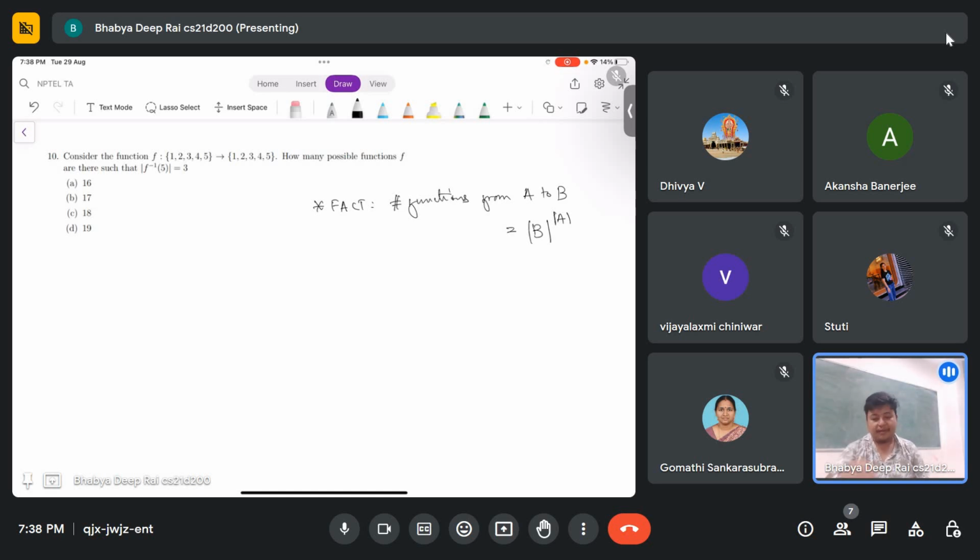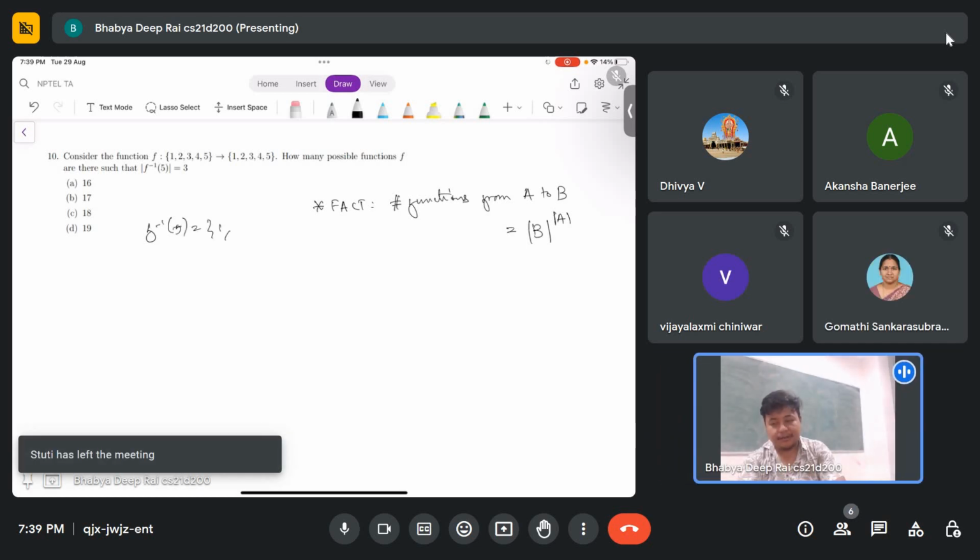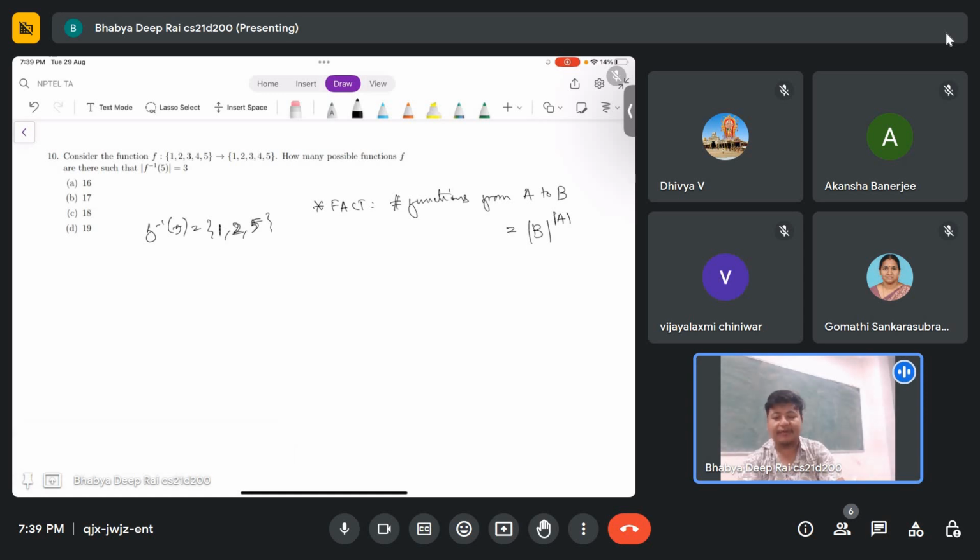What is meant by f inverse of 5 equals 3? It means that there are 3 elements that map to 5. Because f inverse of 5 would be like 1, 2, 5, and 1 maps to 5, 2 maps to 5, 5 maps to 5. There are 3 elements that map to 5.